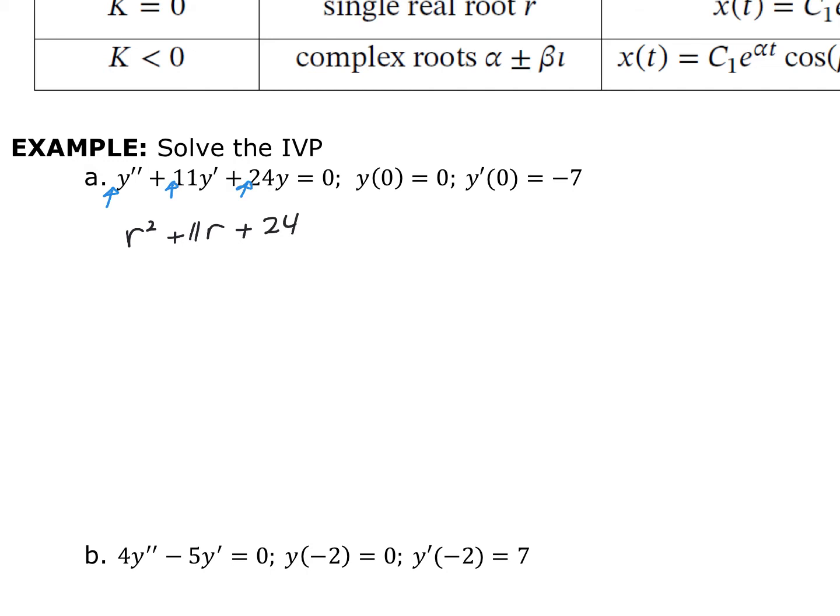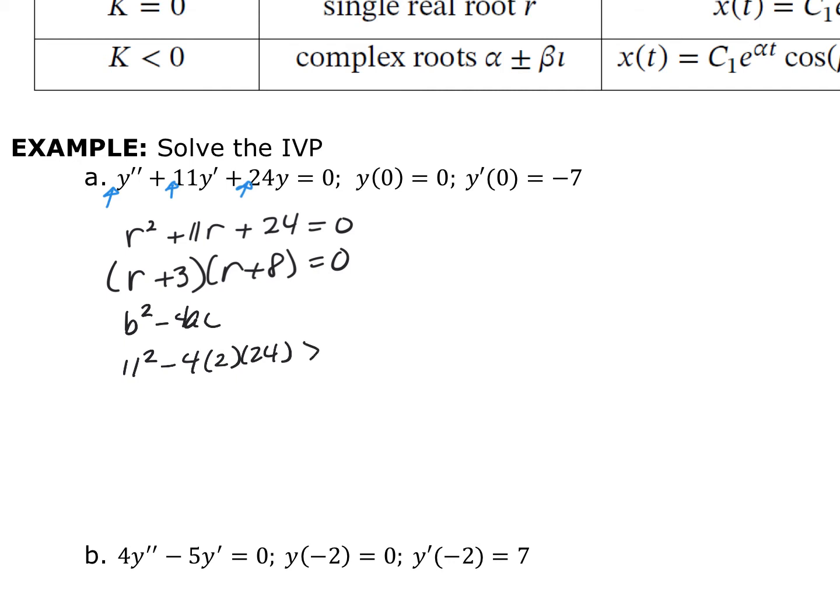Now it's just a matter of factoring, and this one actually factors quite nicely. This factors into r plus 3 and r plus 8 is equal to 0. Because this factored over the reals, I didn't take the time to find the discriminant, but I absolutely could. My discriminant is b squared minus 4ac, so I'd have 11 squared minus 4 multiplied by 2 multiplied by 24, and this is clearly going to be bigger than 0. So once I've found what my r's are, my r is going to be either -3 or my r is going to be -8.